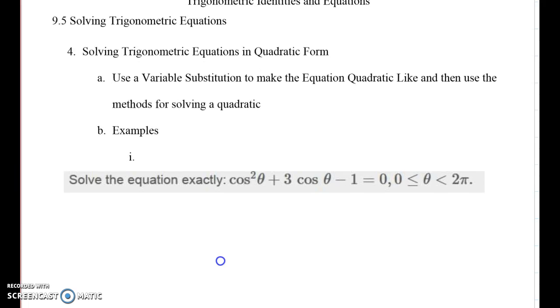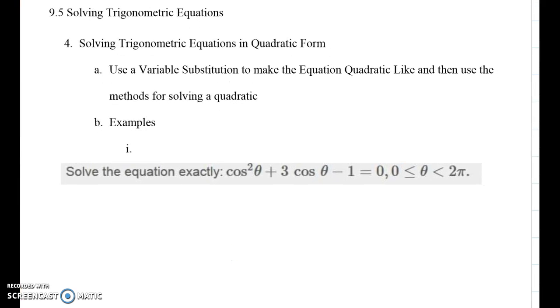So number 4 here, when you're looking at solving trigonometric equations in a quadratic form, we might need to use a variable substitution to make the equation quadratic-like, and then use a method for solving a quadratic. So really taking it all the way back to algebra on some of these. So what I'm going to do is make a variable substitution, help you to see how it looks like a quadratic, use my techniques for solving a quadratic, and then transfer it back into the variable that we started with. So that being said, it says solve the equation exactly.